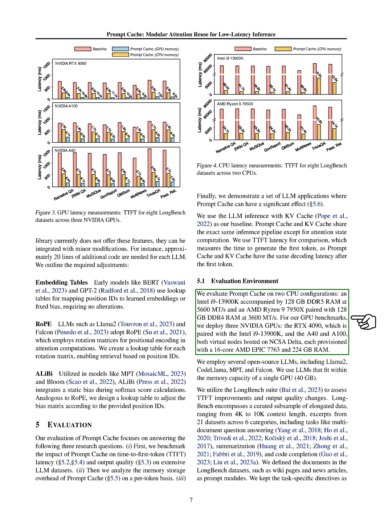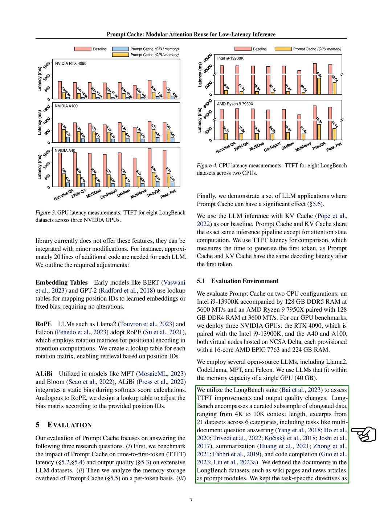We've used 2 CPU configurations for our evaluation: an Intel i9-13900K with 128GB DDR5 RAM at 5600 MTS and an AMD Ryzen 9 7950X with 128GB DDR4 RAM at 3600 MTS. For our GPU benchmarks, we've used 3 NVIDIA GPUs: the RTX 4090, which is paired with the Intel i9-13900K, and the A40 and A100, both virtual nodes hosted on NCSA Delta, each provisioned with a 16-core AMD EPYC 7763 and 224GB RAM. We've used several open-source language models, including Llama 2, CodeLlama, MPT, and Falcon. We've used models that fit within the memory capacity of a single GPU, 40GB.